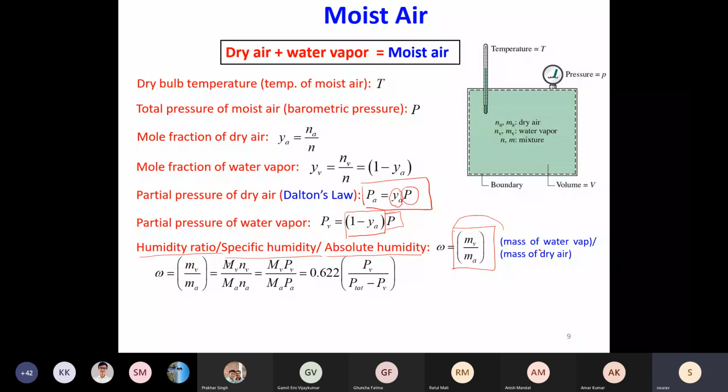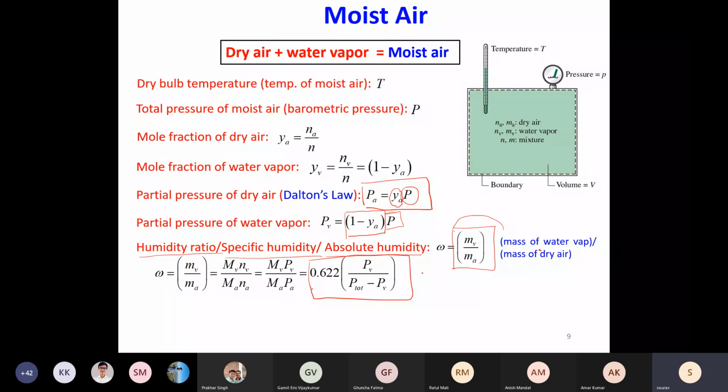Okay, and then if you just do some simple manipulation in terms of the molar mass of water and molar mass of dry air, again, molar mass of dry air is based on the composition of dry air. That is, in this most simplistic manner, if I assume it to be 79% nitrogen and 21% oxygen, then you need to determine the molar mass of air in terms of nitrogen's molar mass and oxygen's molar mass. Okay, so if you just do this simple manipulation, you will finally end up with this.